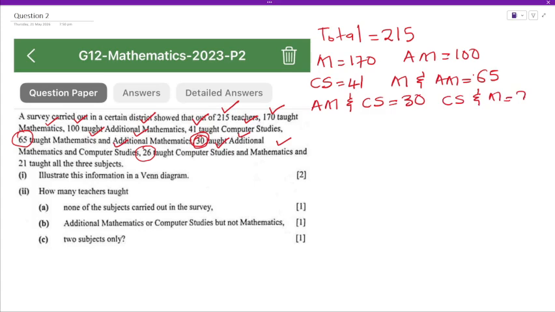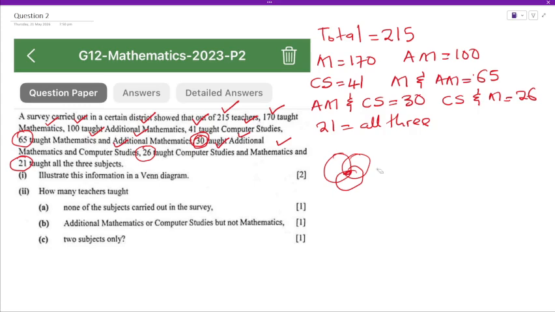Okay, and 21 taught all 3 subjects. So 21 all 3, meaning we have a common intersection for all these 3 sets. All these 3 sets are intersecting at one point. It's going to be something like this, where you have this one as a common intersection. That's what the last information tells us.